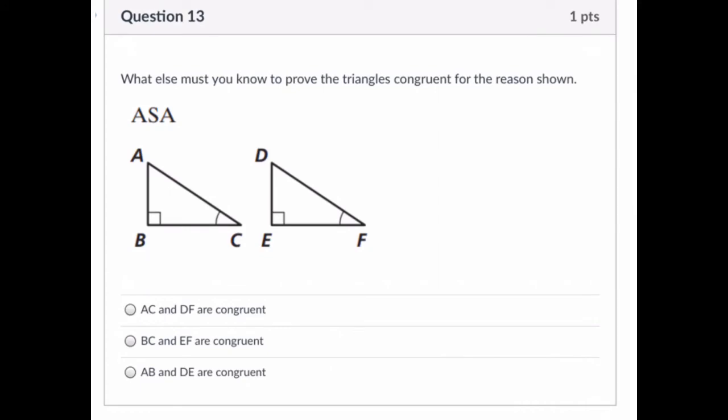And here's another one. What else must you know in order to prove the triangles are congruent by angle side angle? So here we have an angle, and here we have a second angle. It's actually a right angle, but it's still an angle. So we would need the side between the angles. BC and EF would have to be congruent in order to prove this by angle side angle.